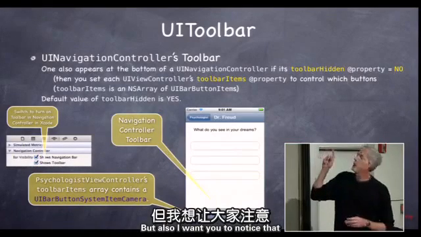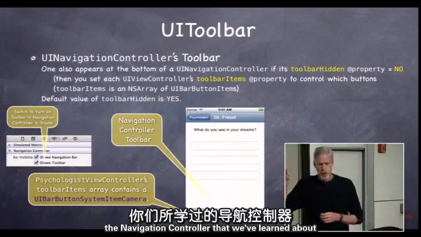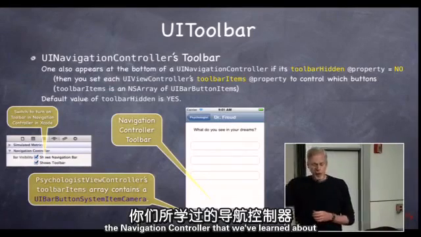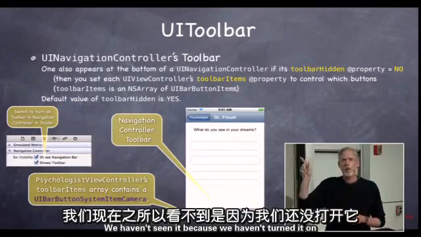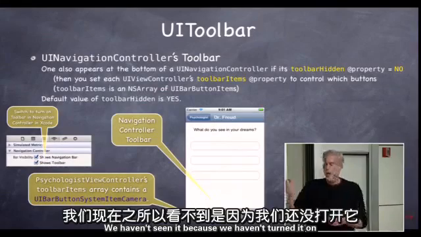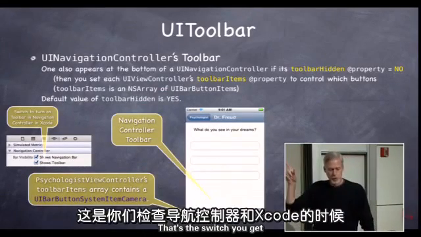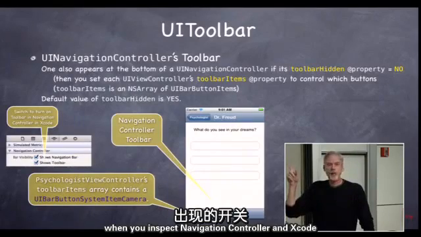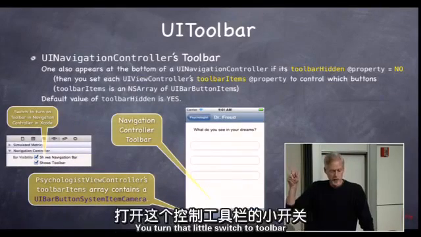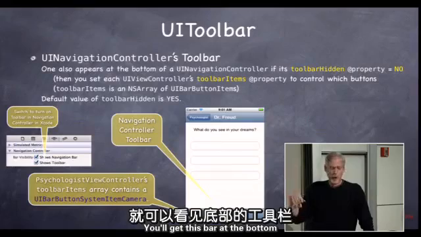But also I want you to notice that the navigation controller that we've learned about also has a toolbar at the bottom. Now we haven't seen it because we haven't turned it on. We need to turn on that little switch. You see the switch over on the left there? That's the switch you get when you inspect a navigation controller in Xcode. You turn that little switch, Show Toolbar, and you'll get this bar on the bottom.